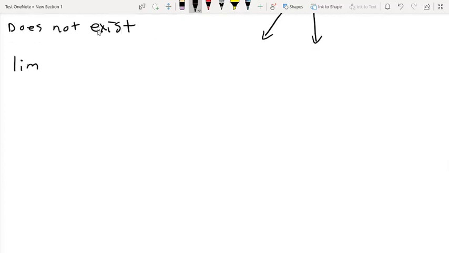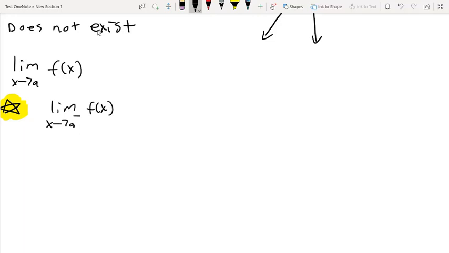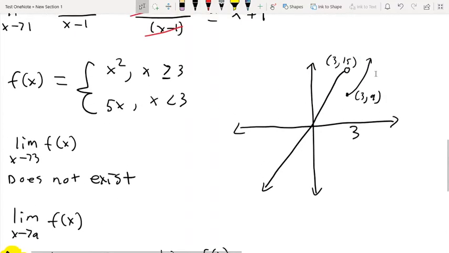In order for a limit as x approaches a of f of x to exist, the following must exist. I'll star this here because this is very important to take note of. The limit as x approaches a from the left of f of x, this little minus sign means from the left, must equal the limit as x approaches a from the right of f of x. That's what this little plus means. It means from the right. And if this is not true, then the limit as x approaches a, just in general, does not exist. These limits must exist and must be equal. So therefore, we can see that in this piecewise function, this does not actually exist.